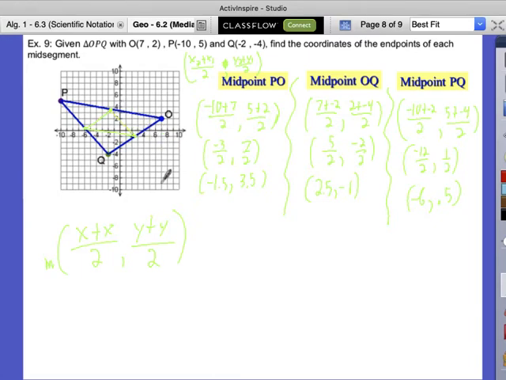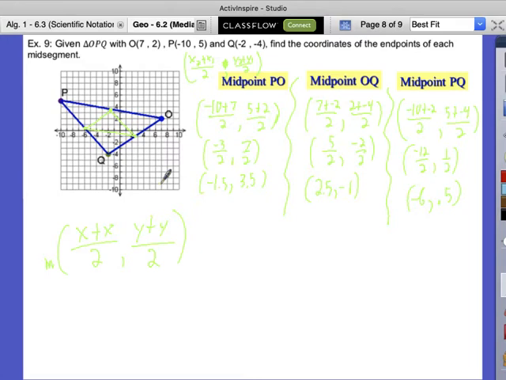So we end up getting for OQ, the midpoint ends up being 2.5, comma -1. For PQ, we end up getting the midpoint to be -6, comma 0.5. And then if I went and graphed them, all the midpoints end up on the triangle, so these are my midsegments, correct?